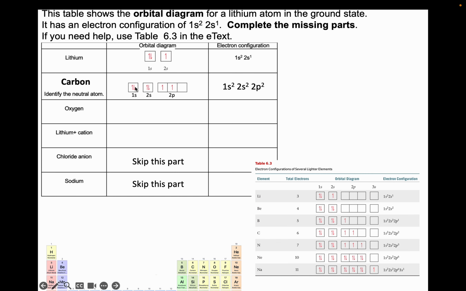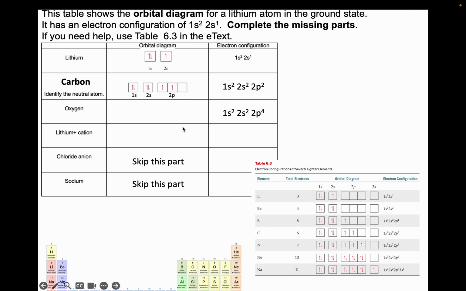So as we look at this, 1s2, 2s2, 2p2, I'm seeing what's in the orbital diagram, and I'm saying out loud what the electron configuration would be. That adds up to a total of 1, 2, 3, 4, 5, 6 electrons. 6 electrons is carbon in the neutral atom. So this would be the orbital diagram for carbon and its electron configuration. If I move on to oxygen, I now have a total of 8 electrons. 1s2, 2s2, 2p4 gets me a total of 8 electrons. 1, 2, 3, 4, 5, 6, 7, 8.